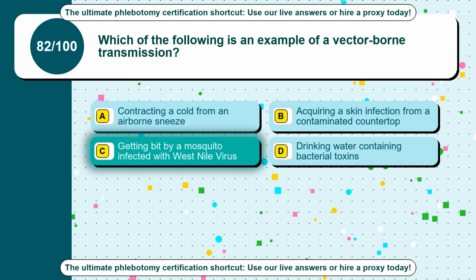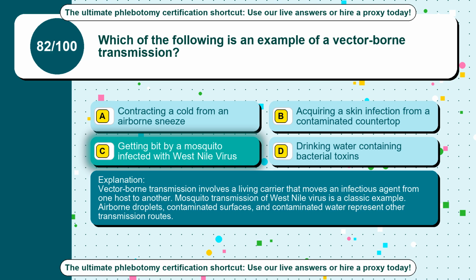Getting bitten by a mosquito infected with West Nile virus. Vector-borne transmission involves a living carrier that moves an infectious agent from one host to another. Mosquito transmission of West Nile virus is a classic example. Airborne droplets, contaminated surfaces, and contaminated water represent other transmission routes.